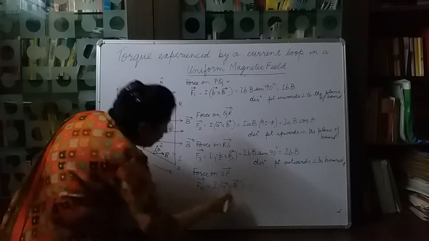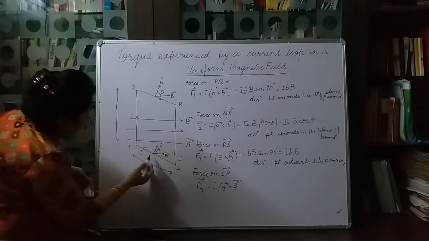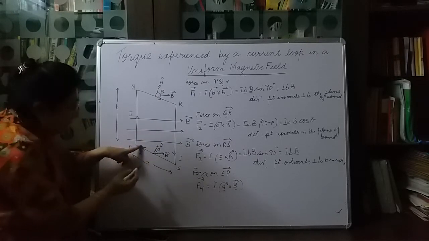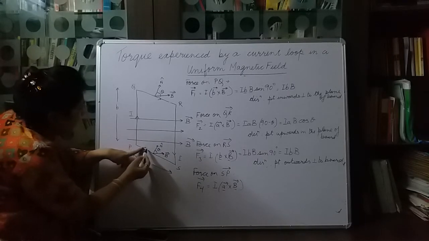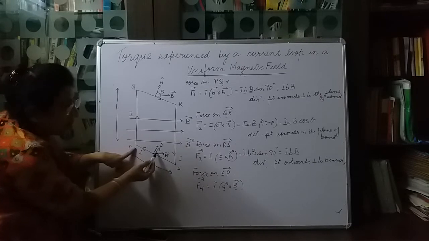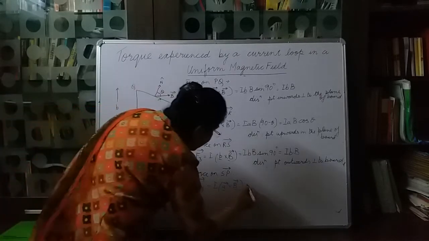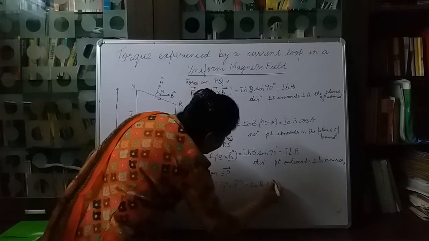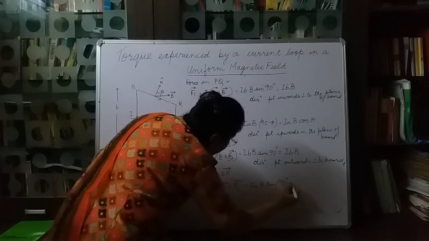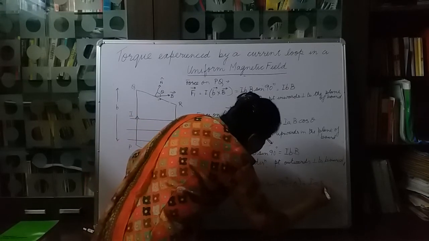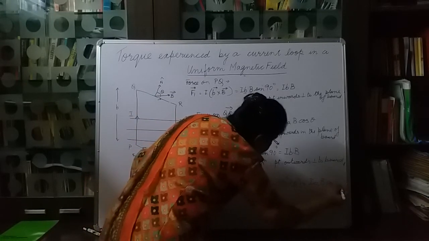Here the angle between A and B is, A is the current element along I and B is here. The angle between A and B is 90 plus theta. So here we get IAB sine(90 plus theta), which is IAB cos theta.